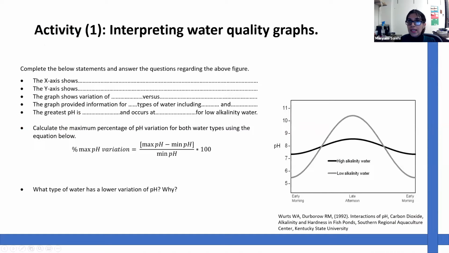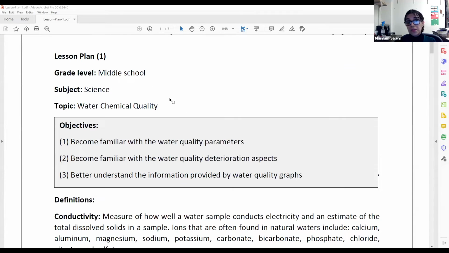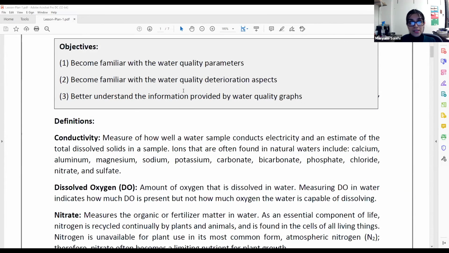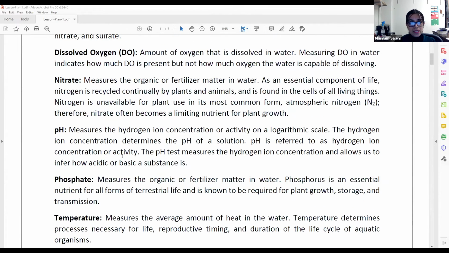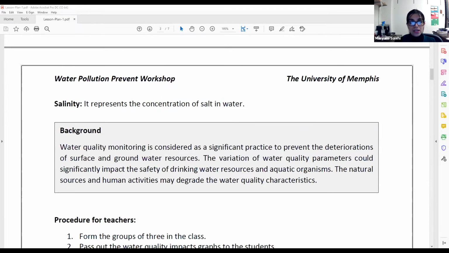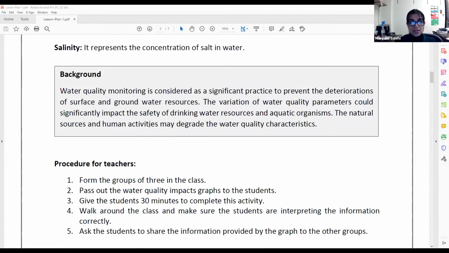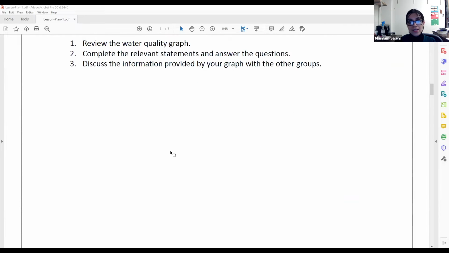So I sent you a lesson plan. It's about interpreting the water quality data. So you should have this file. This is about interpreting the water chemical quality data. First we have the definitions, so they can be distributed among the students. We have the definition for all of these, what they need. And then we have some graphs. Students can work on the graph and then they can discuss and share their results with each other.